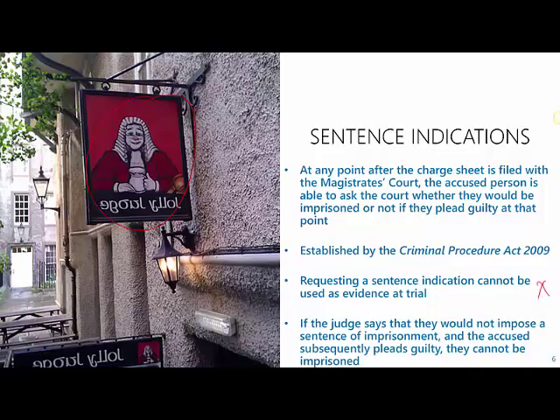If the judge, when they check over the details, says, no, I would not impose a sentence of imprisonment, and then the accused subsequently does plead guilty, they cannot be imprisoned. Okay? The judge can't turn around and say, actually, you know what, I didn't look at this properly, I'm going to send you to jail now. That's not allowed.